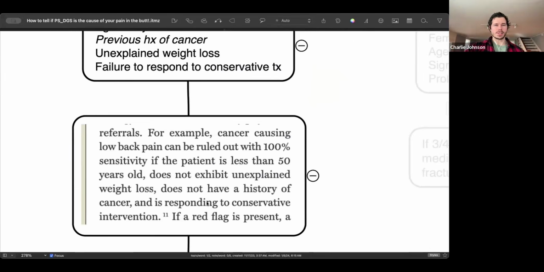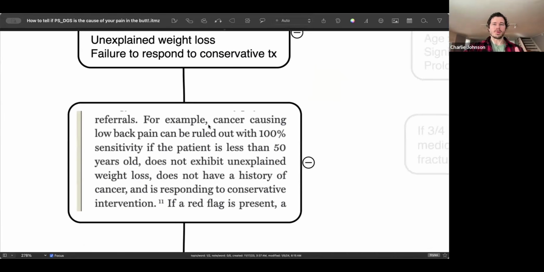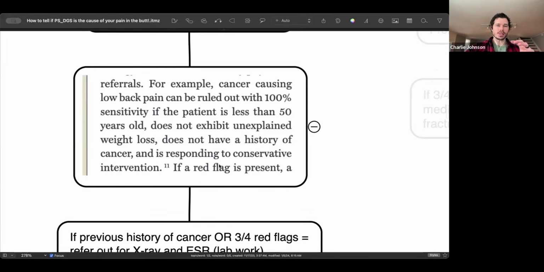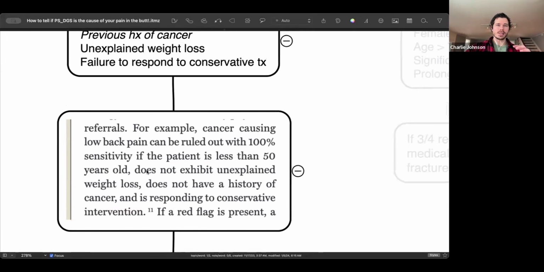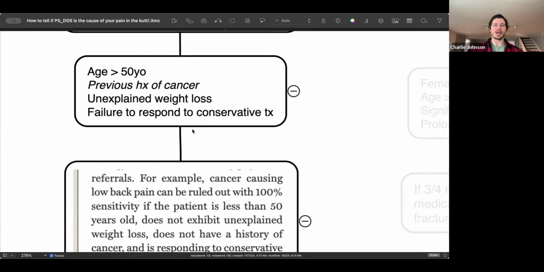But look at this from this article. For example, cancer causing low back pain. Now it says low back pain, but realize back, butt, sciatica, kind of in the same wheelhouse. So we're going to extrapolate this a little bit. But cancer causing low back pain can be ruled out with 100% sensitivity if the patient, or you, is less than 50, does not exhibit unexplained weight loss, does not have a history of cancer, and is getting better with natural treatment, right? Again, we don't just take one of these things. We look at the cluster, right? So basically what that says is if you don't have any of these things present, you'd be 100% certain that cancer is not the cause of your issue.